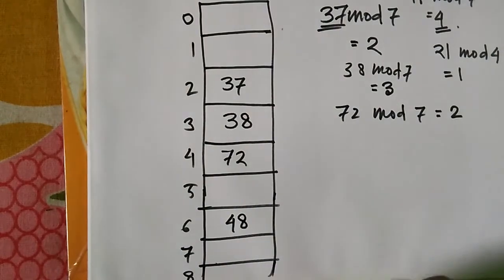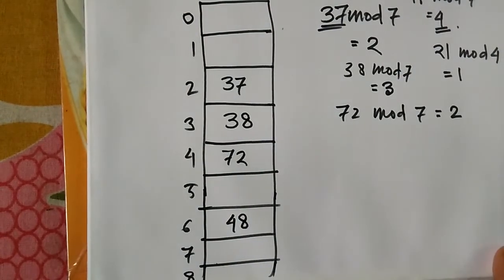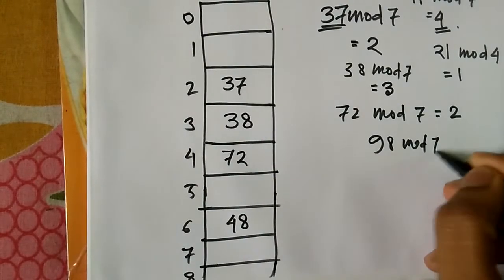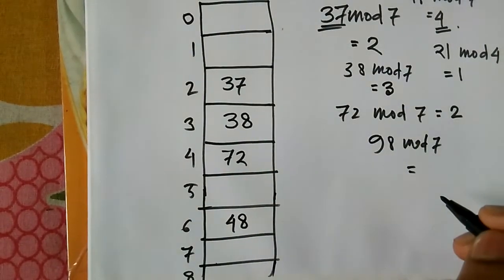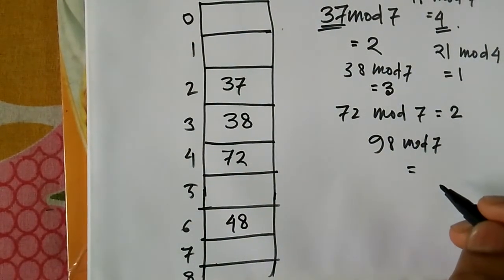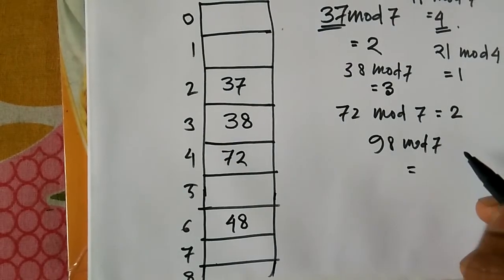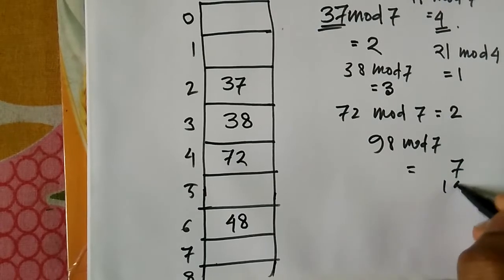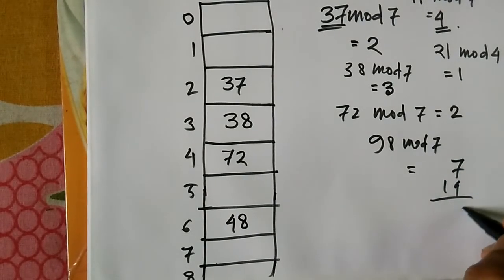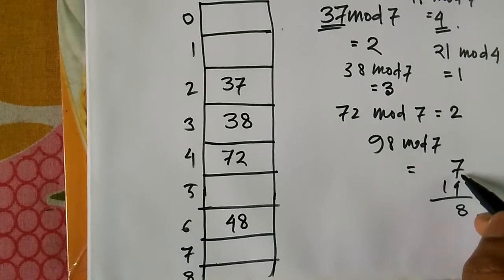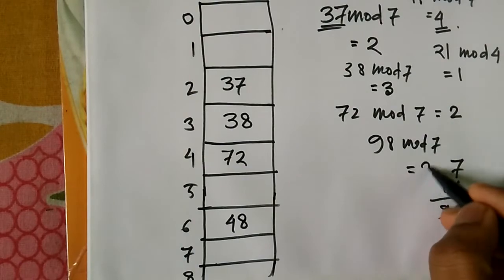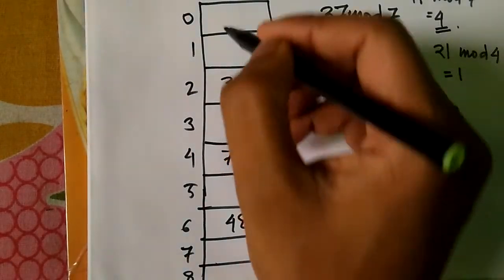What is the next? 98. 98 mod 7, it is 7 into 14. So 98 mod 7 is 0. So it will go in location 0.